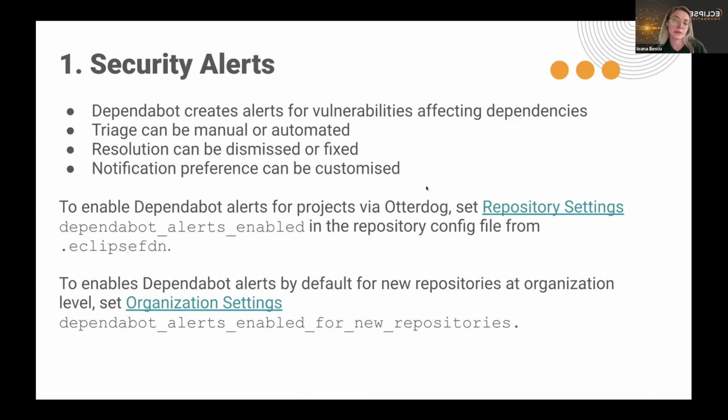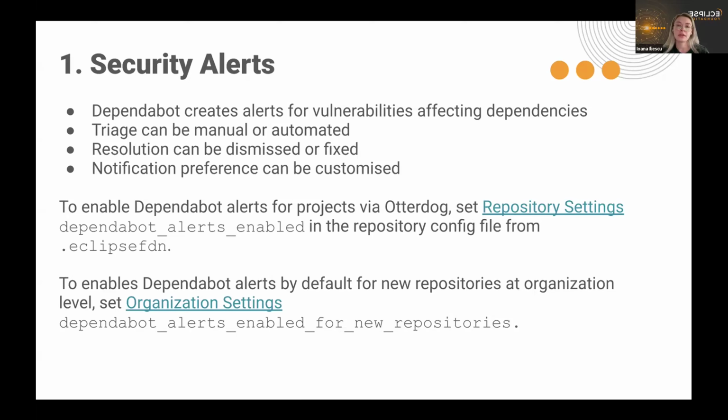So security alerts: Dependabot creates these alerts, or tickets, for vulnerabilities that are published and are affecting your project dependencies. Alert triage can be either manual or sometimes automated through rules. The resolution of one alert can be dismissed, if after your analysis you conclude that it doesn't in fact affect your project, or you can fix it by updating to a patched version. You can also customize notification preferences to, for example, daily or weekly emails, however you prefer.